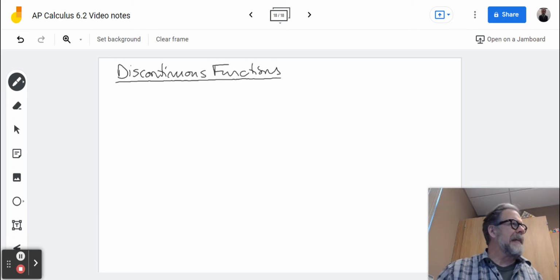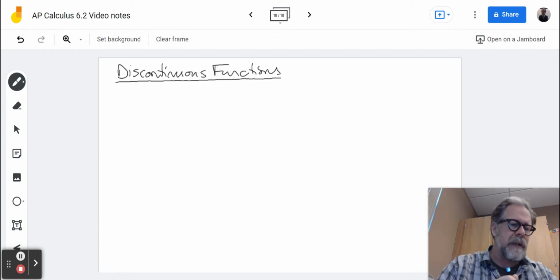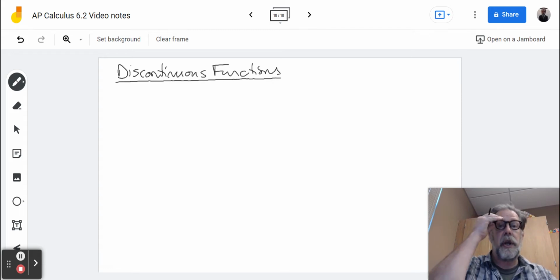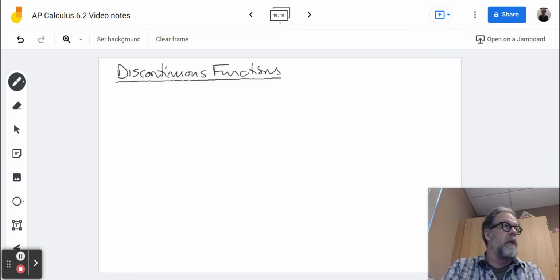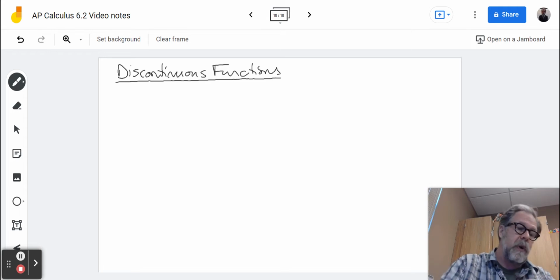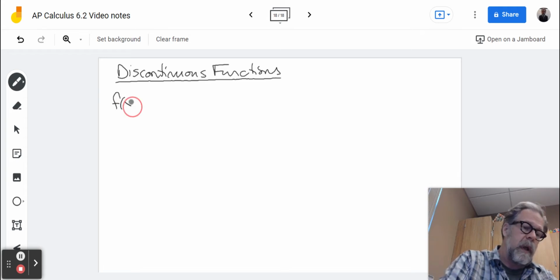Okay, let's talk about discontinuous functions. When we're talking about derivatives, we have to worry about the fact that functions are continuous, because we can't find the instantaneous rate of change somewhere where the function doesn't exist. But it turns out in certain cases, we can find the area under the curve of a function regardless of whether it's continuous. So let me show you a couple examples of what that would look like.